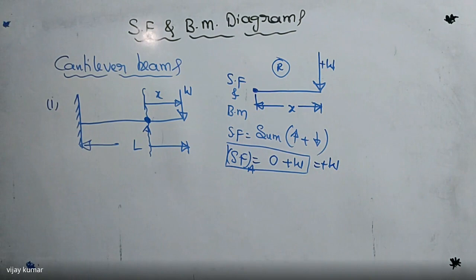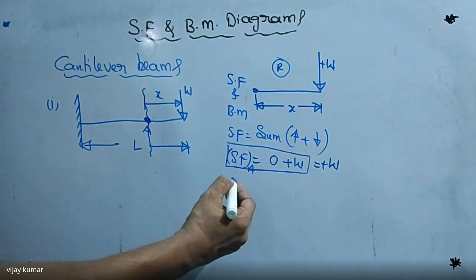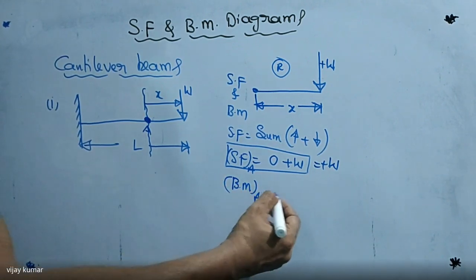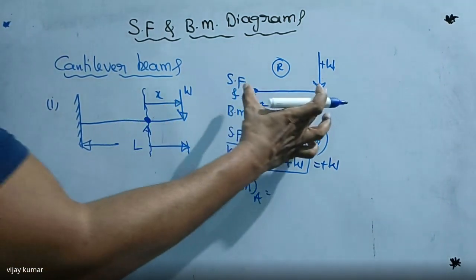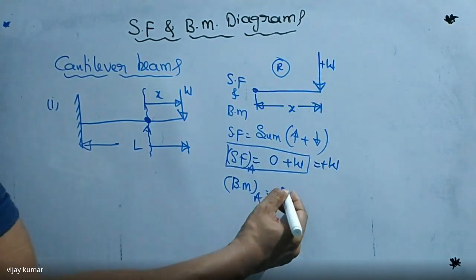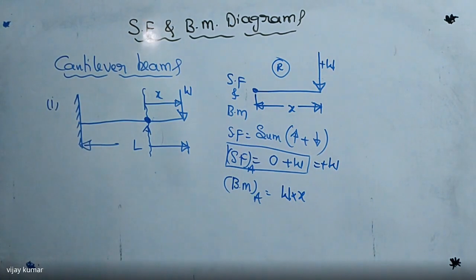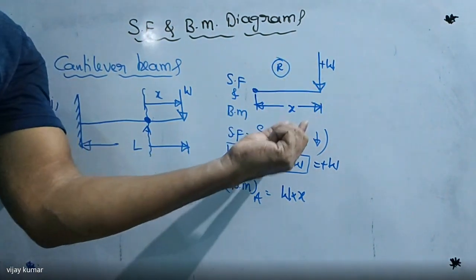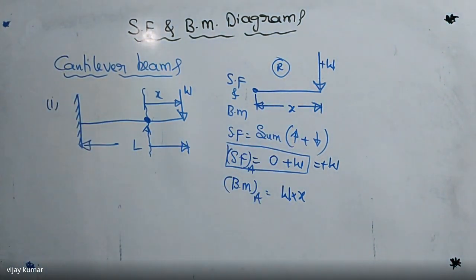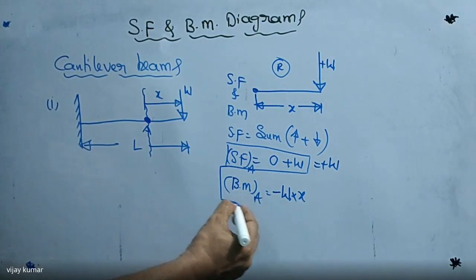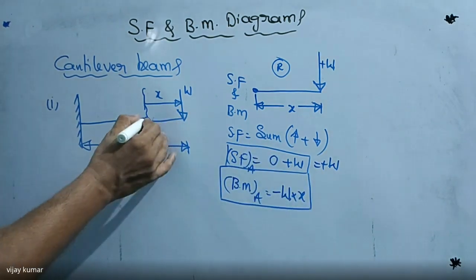Here I want to find the bending moment. The bending moment at point A is equal to the force into the perpendicular distance. This force into this perpendicular distance, that is W into how much? X. But this force is moving in the downward direction, so the bending moment is negative. I have already told you that is the sign convention. So this value is negative, and this is the value of the bending moment at this point.